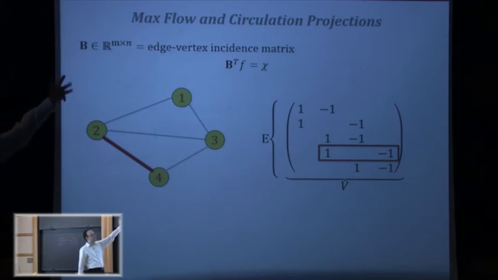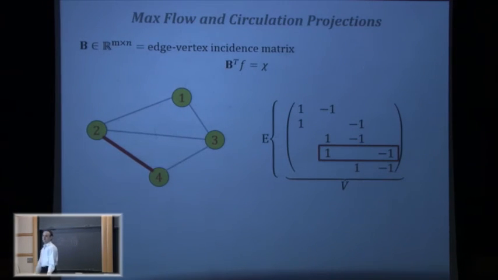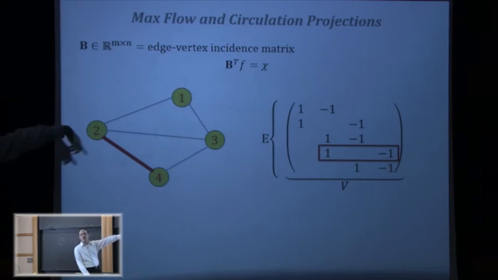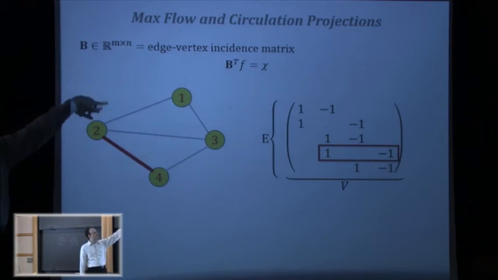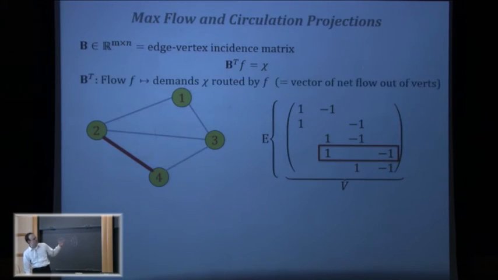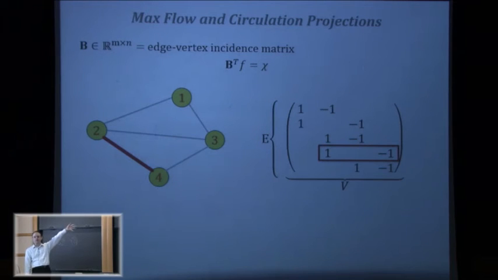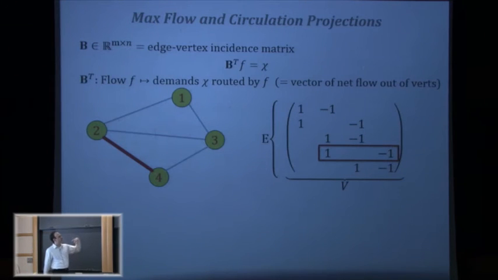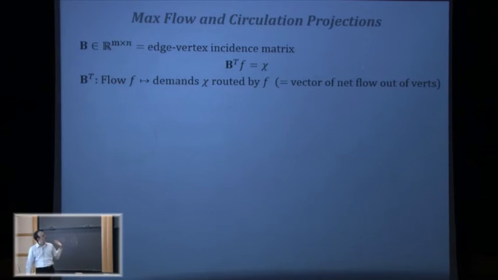And it's convenient in that it lets us write things about the demands routed by a certain flow. If I gave you a flow f, a number on each edge, then B transpose f, you can convince yourself, is what I'll call the demands. It's a number for every vertex, the net flow out of the vertex. Here we want B transpose f to be 1 in S and -1 in T and 0 everywhere else. So B transpose takes a flow and produces the demands routed by the flow, which you could think of as a vector of net flow out of each of the vertices.